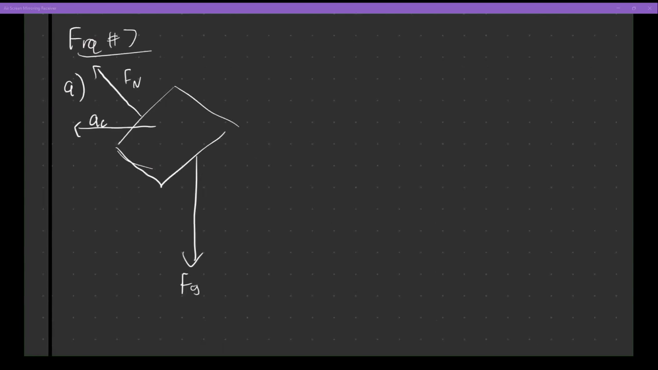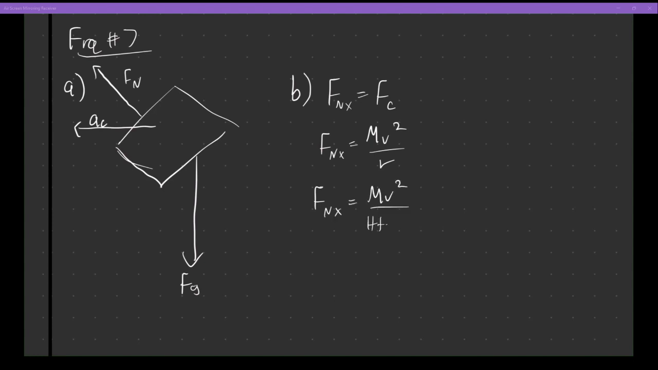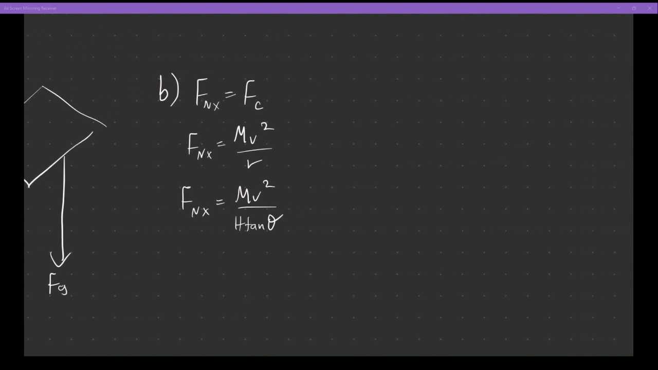Alright, going on to part B now. It asks for an expression to find the normal force on the cars. So first I'll just do F_nx equals F_c. So I'll just do F_nx equals mv squared over r. But then r is just equal to h tan of theta. So that's just F_nx. For F_ny, it's just equal to mg.